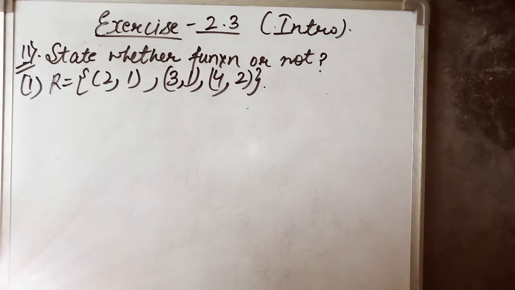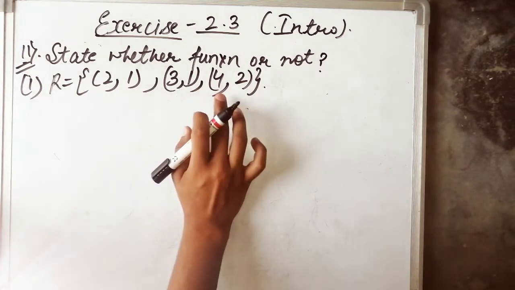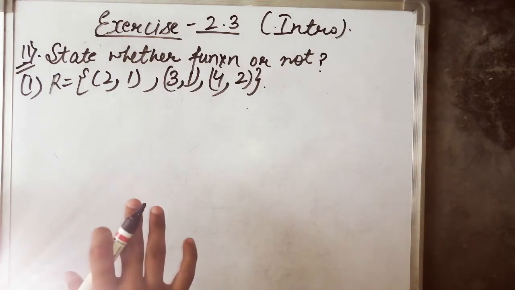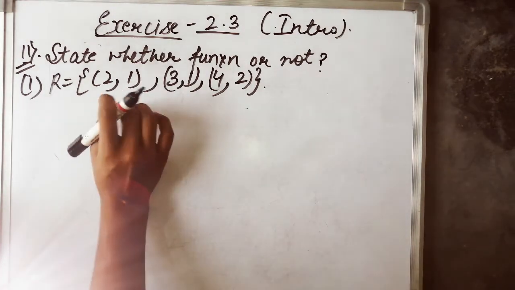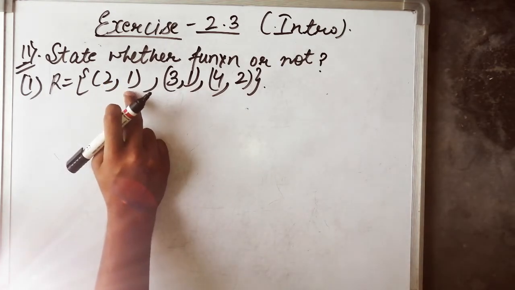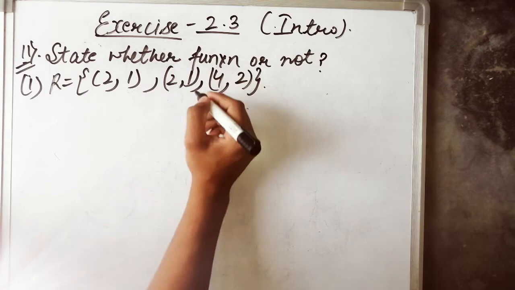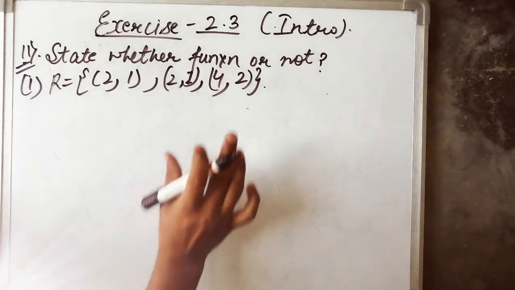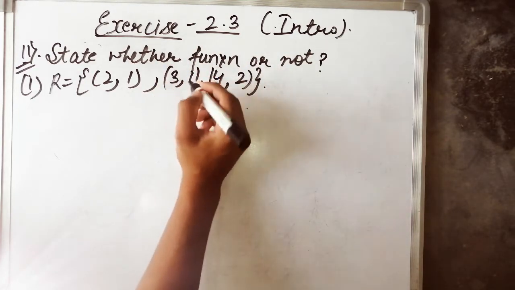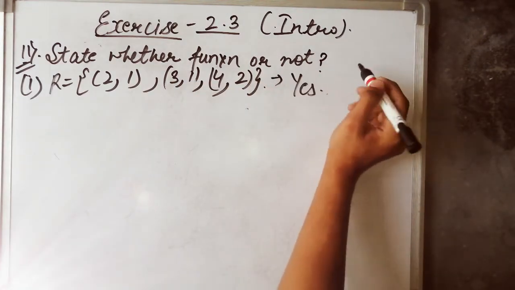This is the relation, and you see here that 2 has the image 1, 3 also has the image 1, and 4's image is 2. Students, I already told you that it doesn't matter if two elements have one image, there is no problem in that, but it cannot be that 2 has the image 4 here and 2 has the image 2 there. Now, this one is a function, because every element has a unique image.